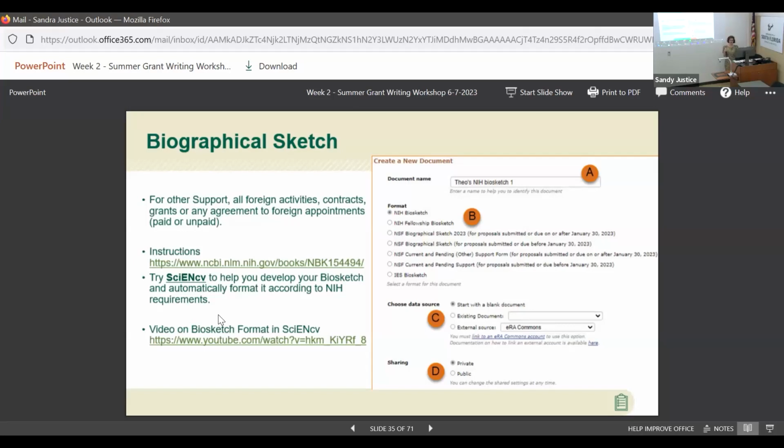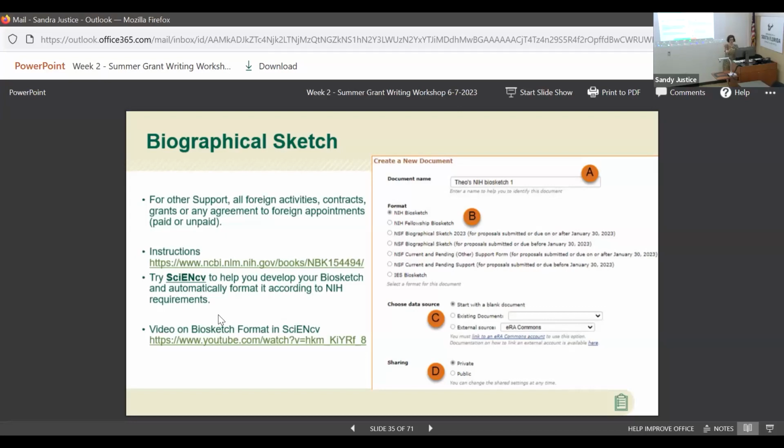In your biographical sketch, right now, everybody is going to be moving towards Science CV. It's an online portal where you're going to describe what your qualifications are to do this type of research.